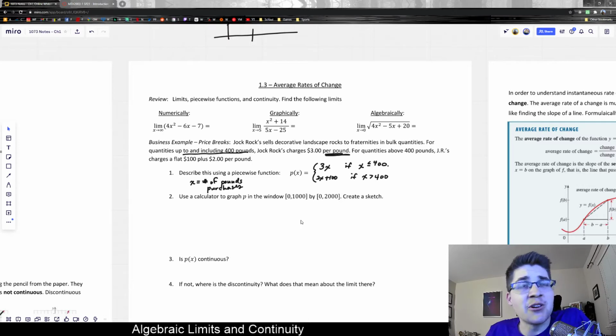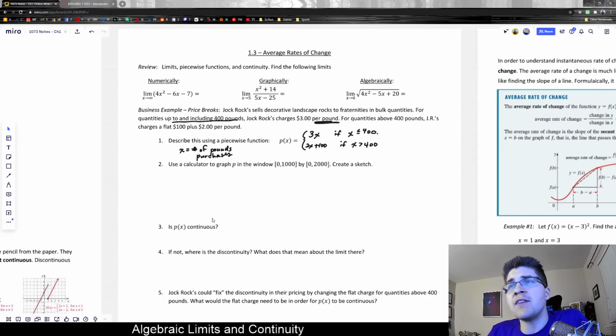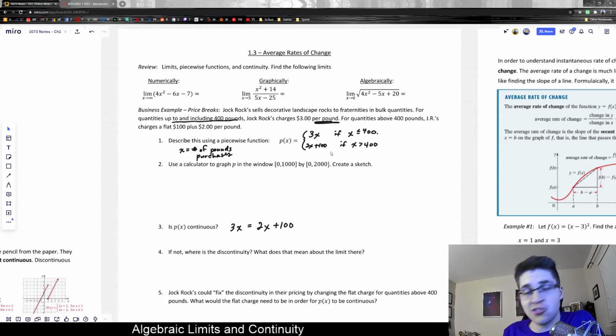That's the idea of this question: we can check for continuity and see if this pricing is any good. Step 3 says, is P of X continuous? We can check using the same tactic as in the previous video. We set the pieces equal to each other and plug in the point value where it changes, 400, to see if they are actually equal. Both are linear functions, so they are continuous on their domains. The only potential place they could be discontinuous is at 400, where it switches from one piece to the next. And what I can see here is this is 1200 on the left-hand side.